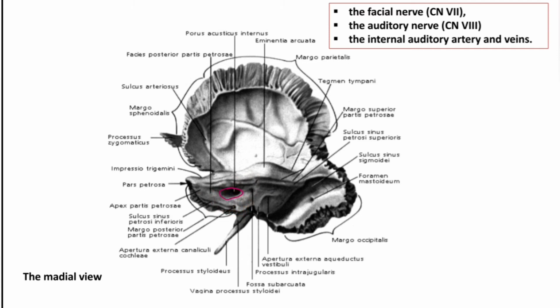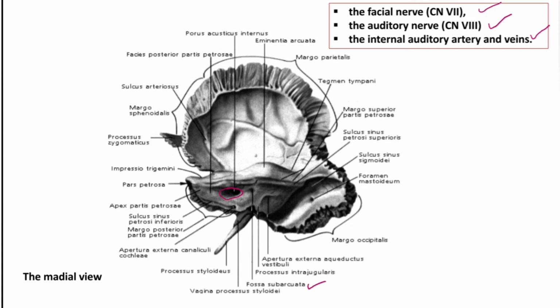Right, this is very important because a lot of things go through it. Firstly is the facial nerve, that's cranial nerve 7. Then the next one is the auditory nerve, cranial nerve 8, and also the internal auditory arteries and veins. Right, it passes through the internal acoustic opening.